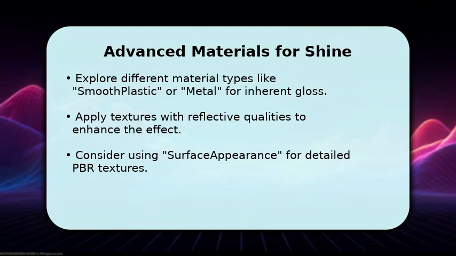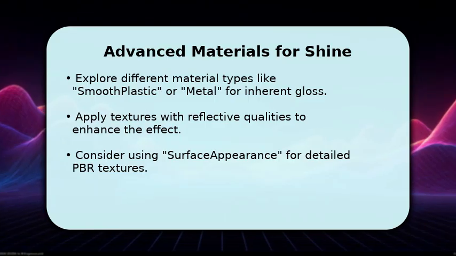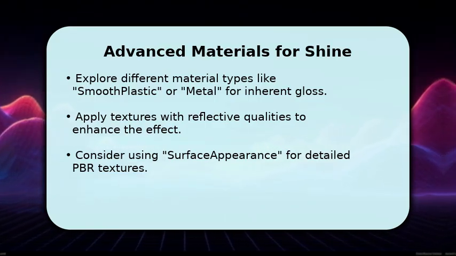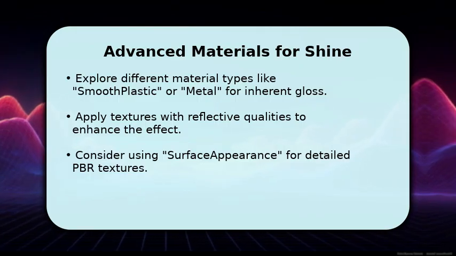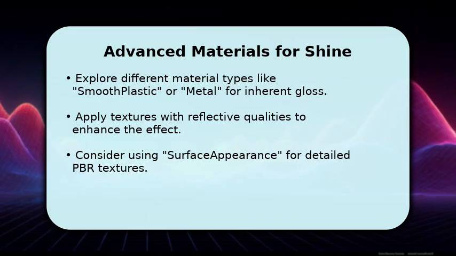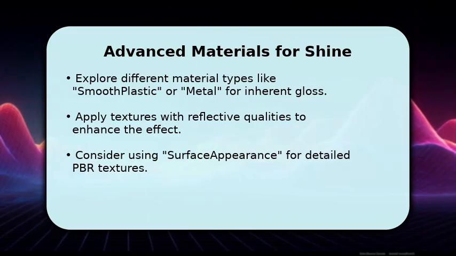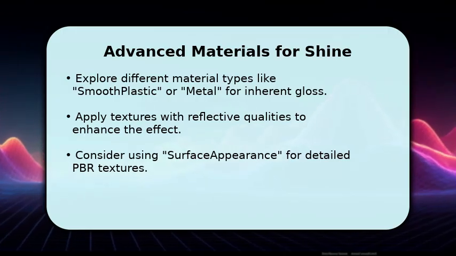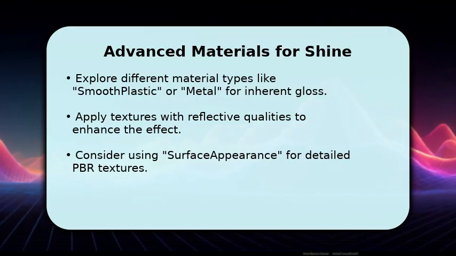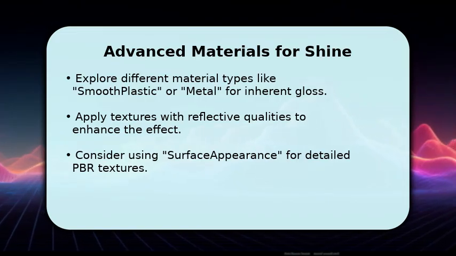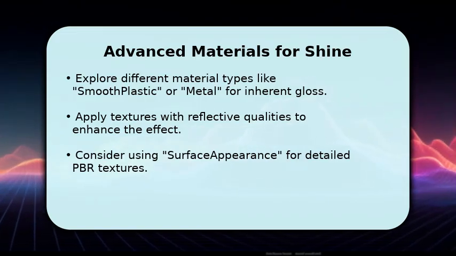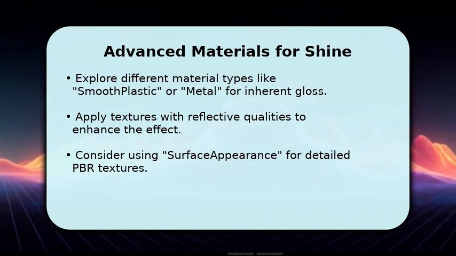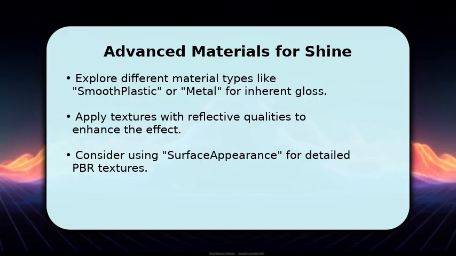Beyond basic properties, Roblox offers advanced materials to enhance gloss. Materials like smooth plastic naturally exhibit a subtle sheen, while metal provides a highly reflective surface. For even greater detail, consider using surface appearance with physically based rendering or PBR textures. These textures allow for intricate control over metallic and roughness maps, enabling you to create incredibly realistic and varied glossy effects. This approach offers a powerful way to elevate the visual fidelity of your models.